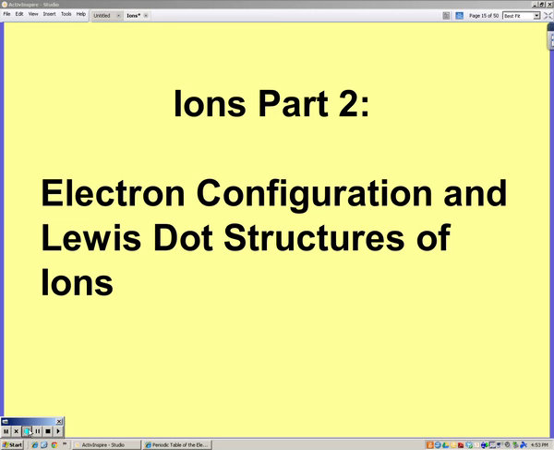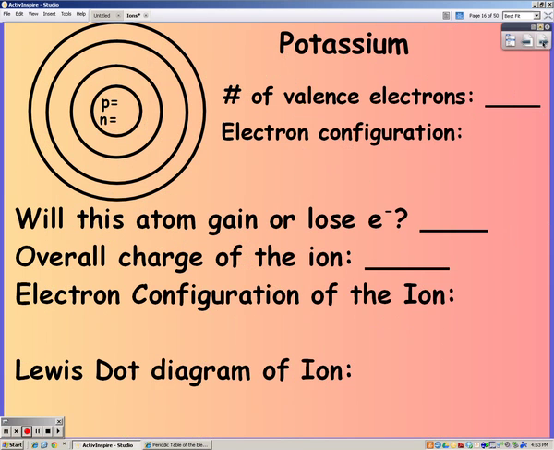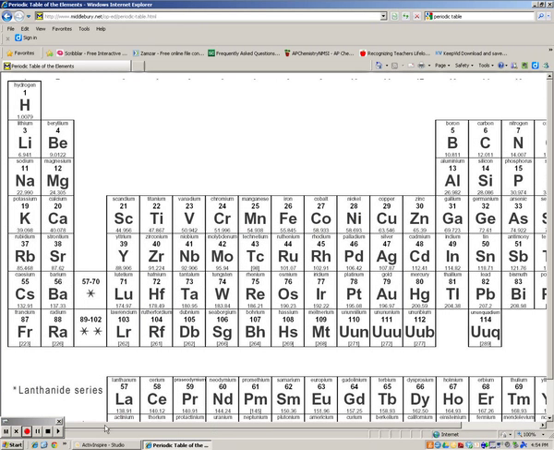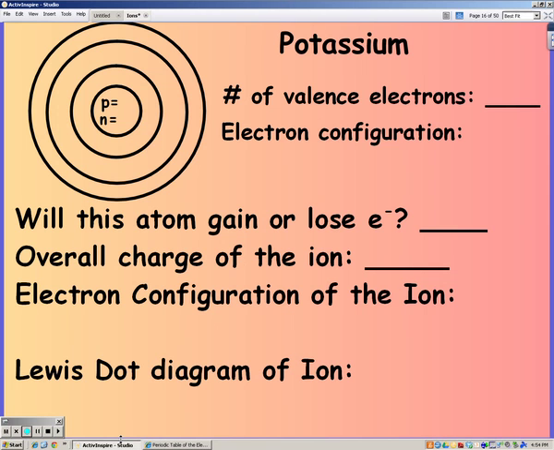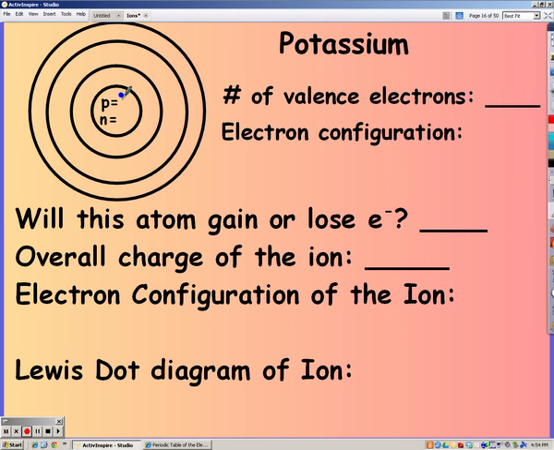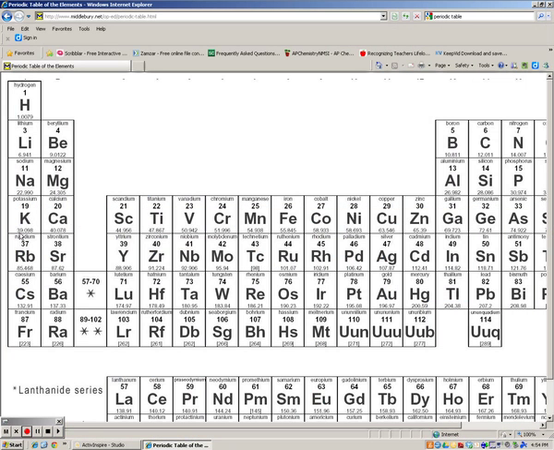So ions part 2, dealing with electron configuration and Lewis dot structures of ions. Here we have potassium. We're going to draw the Bohr model for it, and you do need to add an extra ring. Potassium has 19 protons. It has a mass of 39. So you have 19 protons, and 39 minus 19 gives you 20 neutrons.